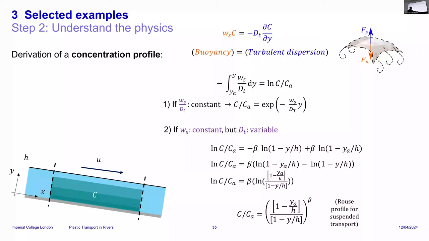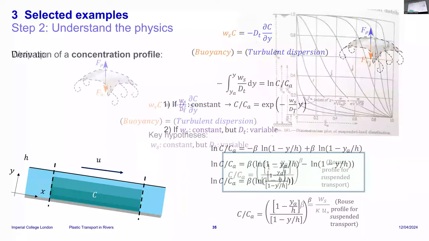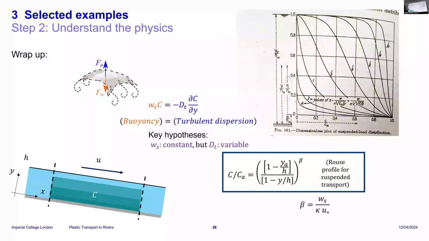The Rouse concentration profile basically reproduces analytically what we were seeing before intuitively. So we know the concentration at a point depending on this parameter, which is the Rouse number, the ratio between the settling velocity and basically the turbulence forcing. We will have different profiles. If the particles are very heavy, things will tend to concentrate in the lower side. If particles are very light, they will tend to go up. And if they are floating, so less dense than water, this is completely reversed.